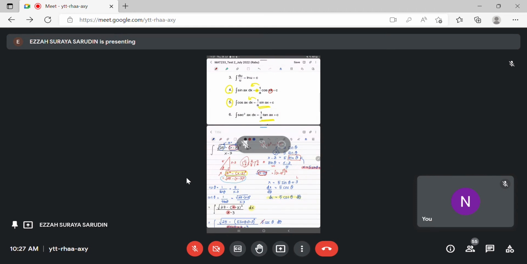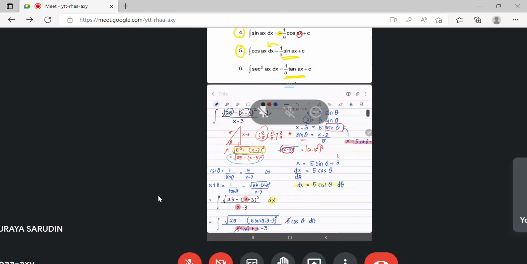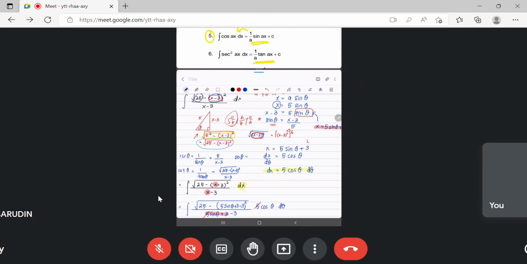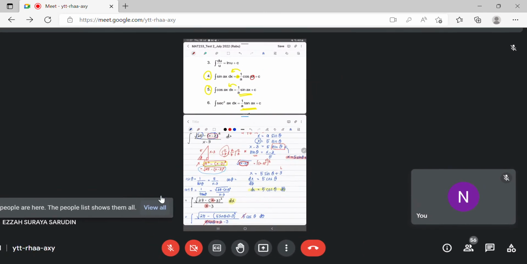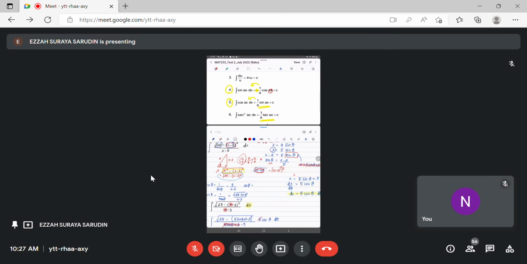Okay, so lagi satu adalah cos theta. Cos theta is equal to, cos is adjacent over hypotenuse. Alah, tak cukup space pula. Okay, sekejap. Ni bawa lari. Okay, so cos theta is equal to square root of 25 minus the x minus 3 squared over 5.